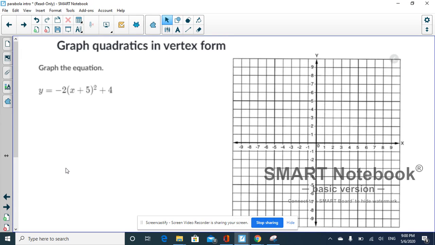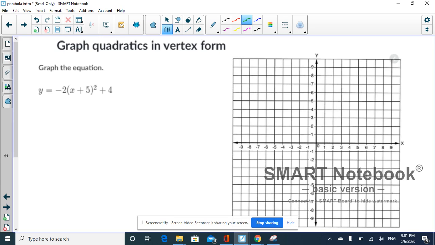Good morning. Today we will learn how to graph quadratics in vertex form. Yesterday we talked about the vertex form and the general form for the vertex form. It was f of x equals a times x minus h squared plus k, and h comma k is the vertex.